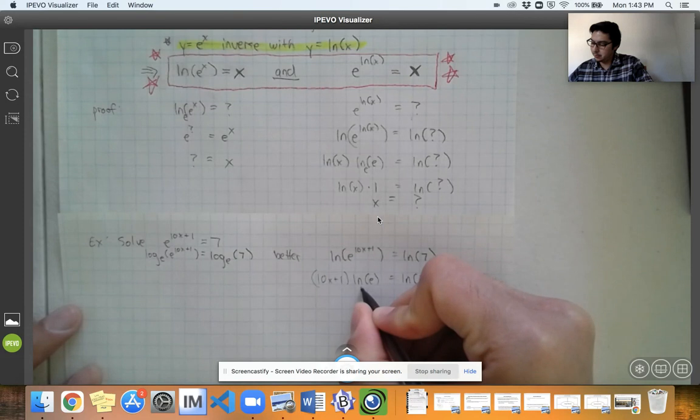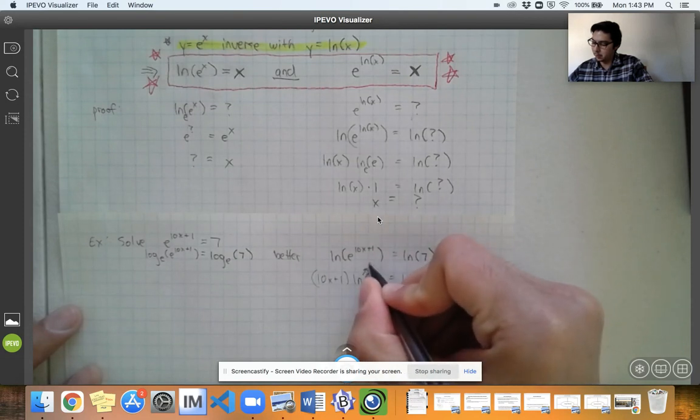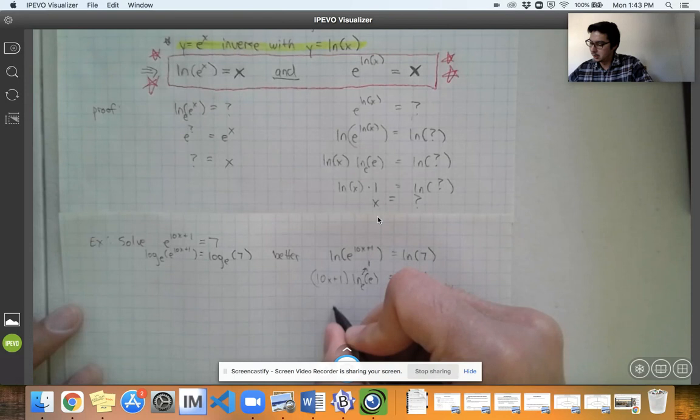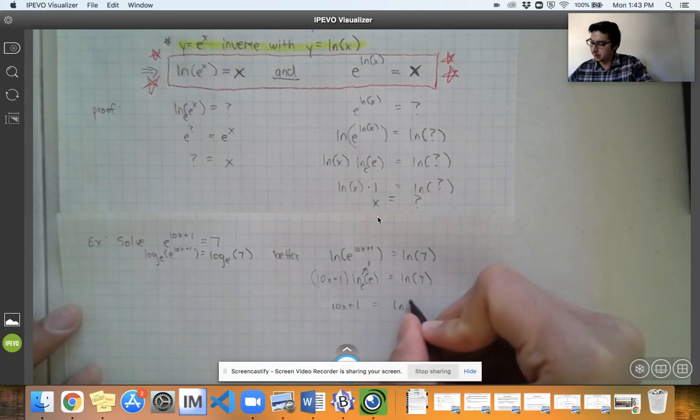Natural log of e is going to be 1. So this is all going to go to 1. e to the first equals e. You get 10x plus 1 equals natural log of 7.